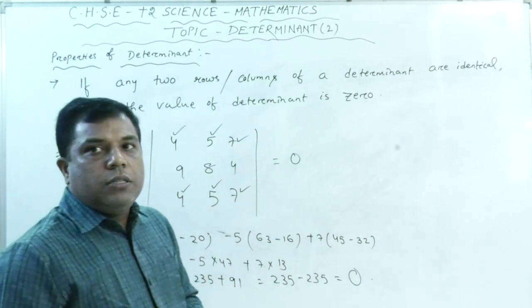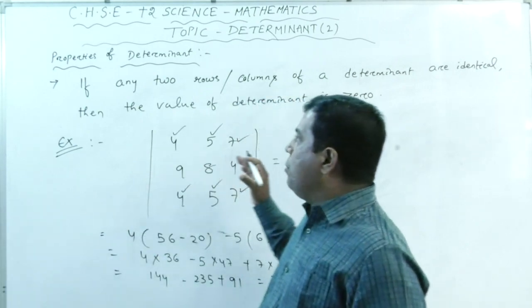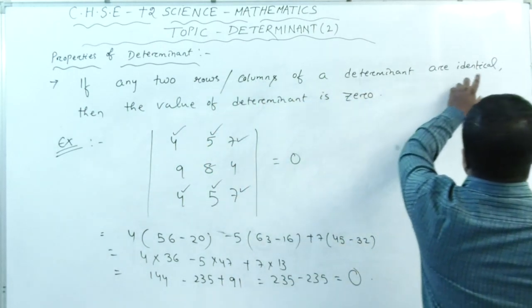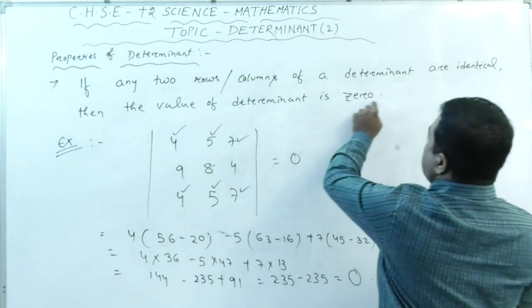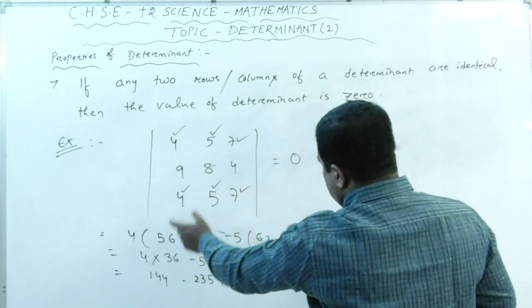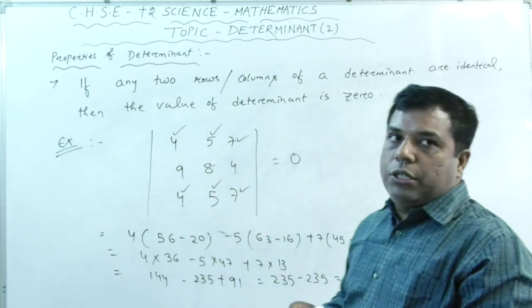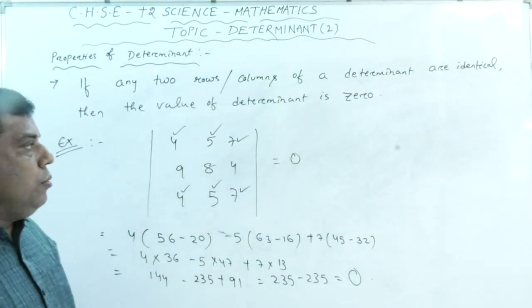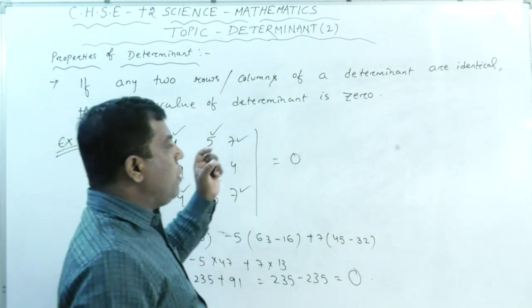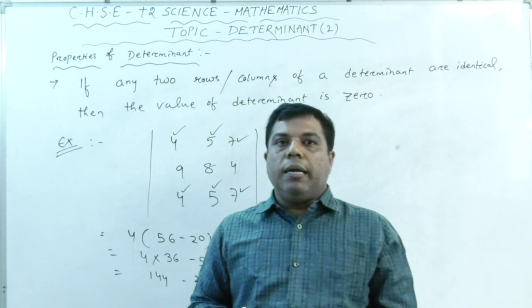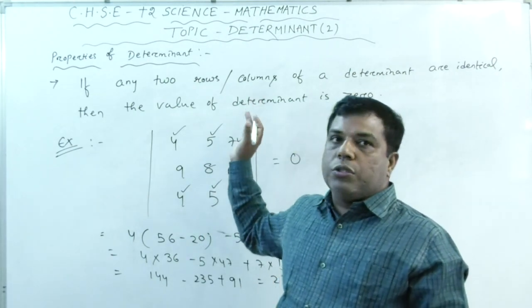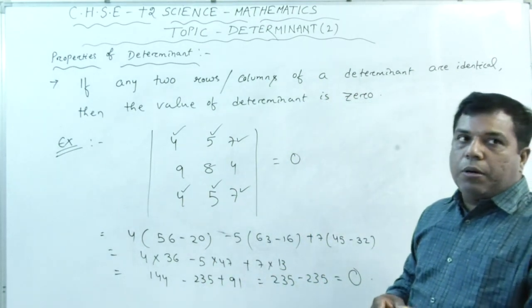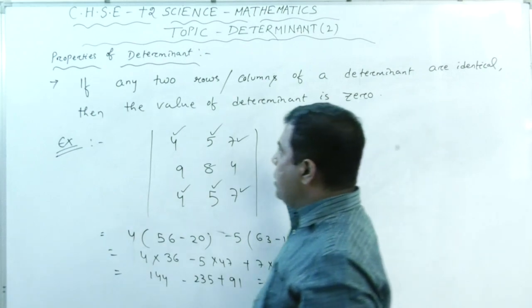Clear, dear students? So I hope you are able to get this property, that if any two rows or columns of a determinant are identical, then the value of the determinant is 0. So with this concept, I hope you now know the property that the value of a determinant is 0 when any two rows or any two columns are identical with each other. Clear, dear students? Next, we are going to move to the next property.